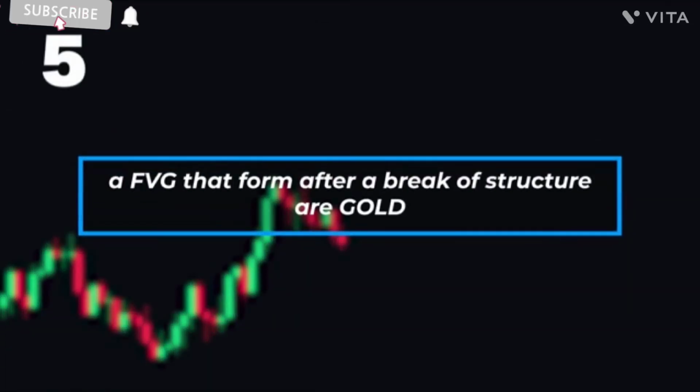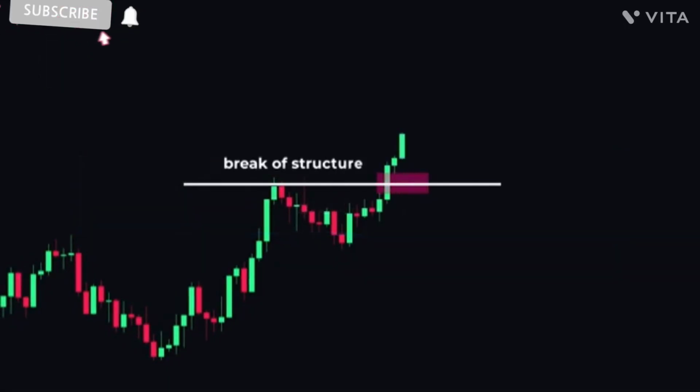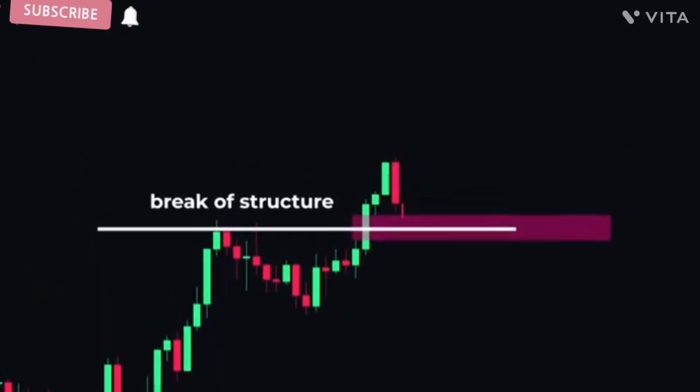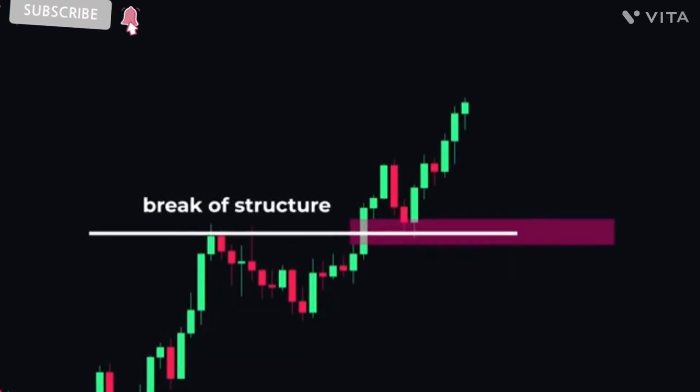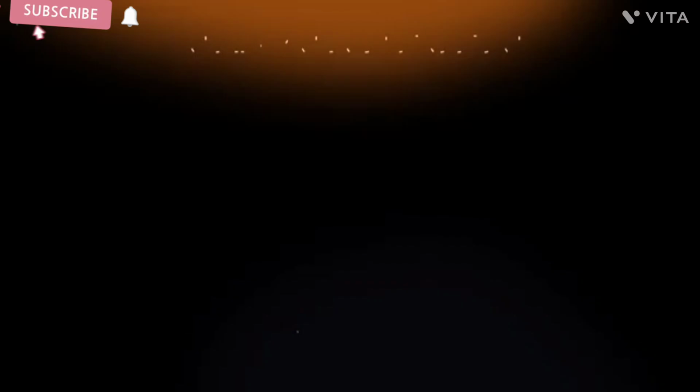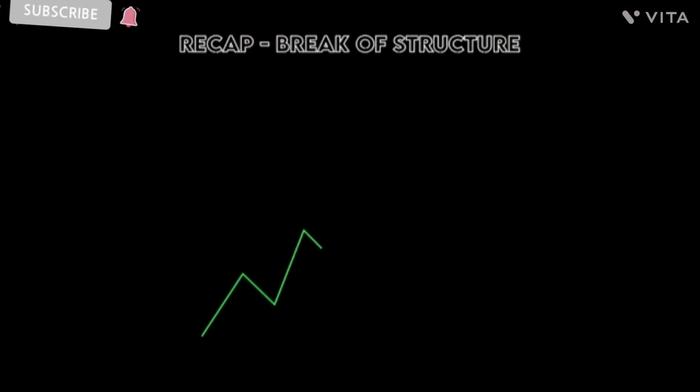Moving on to number 5. Fair value gaps that form after a break of structure are gold. If you manage to spot these types of fair value gap, they have one of the highest win rates compared to other setups. To recap, here's a quick explanation of what a break of structure is.